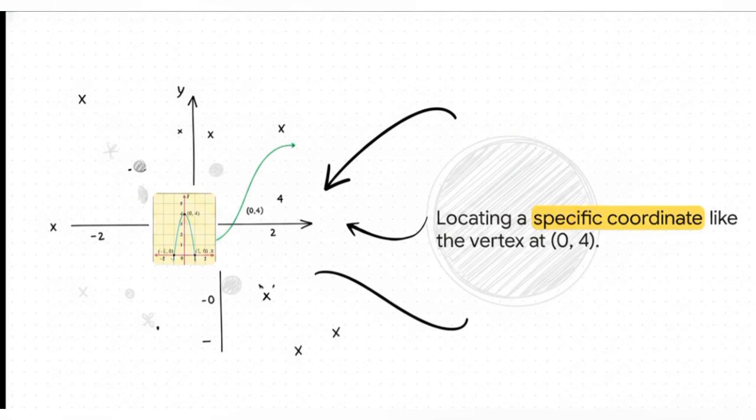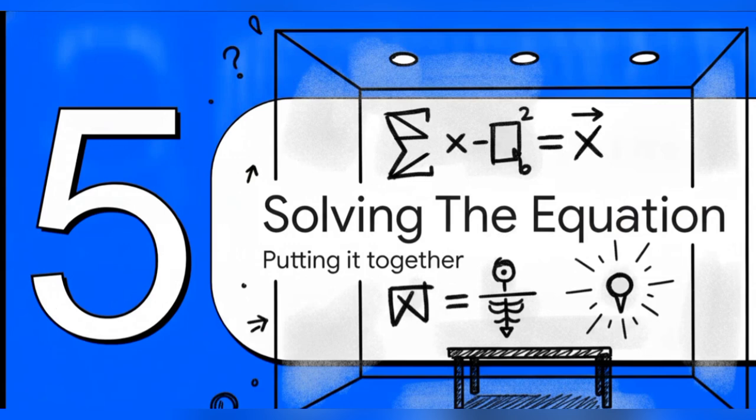There's another perfectly clear, explicit point labeled right at the very peak, or the vertex of the curve. It is the coordinate (0, 4). This means when the x value is 0, the y value is exactly 4. And this single coordinate is the key to unlocking our mystery. On to part 5, solving the equation.